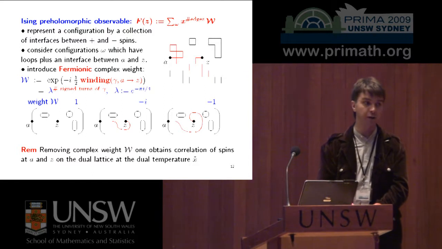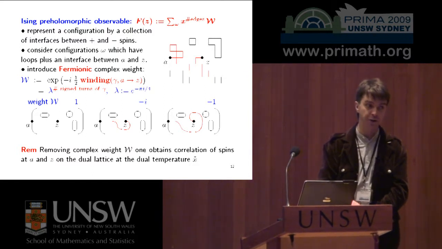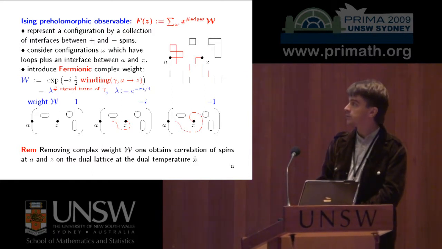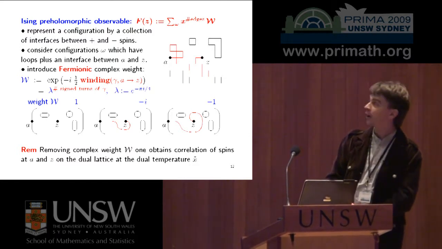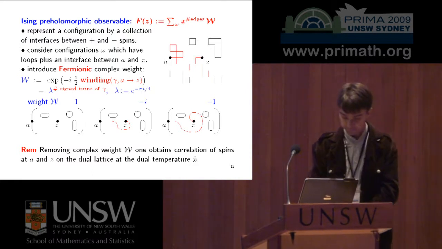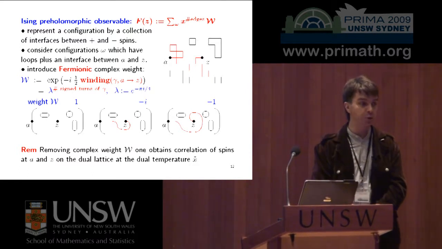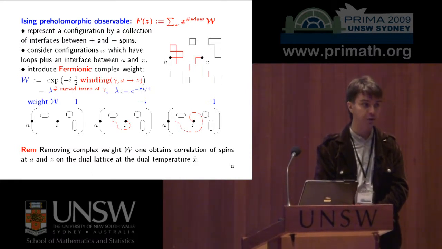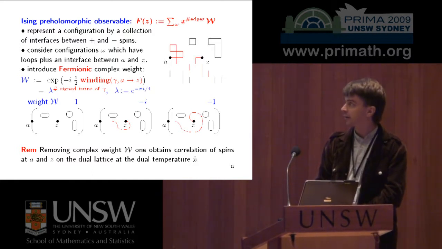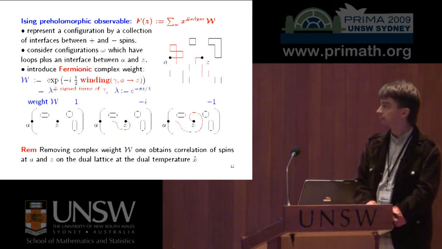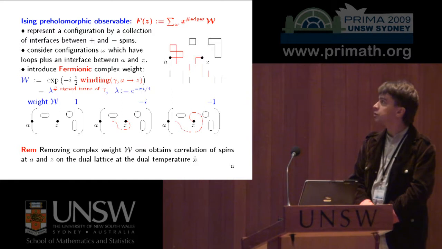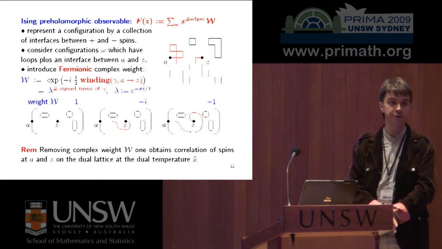So if you take a dual lattice at a dual temperature, then the correlation of spins at A and Z, because A and Z are faces of our lattice and vertices of the dual lattice, will be the same. And this is what was used by Kramers and Wannier to show that the critical value of the temperature is 1 over square root of 2 plus 1. So we cannot do just that, so we put in a complex weight.